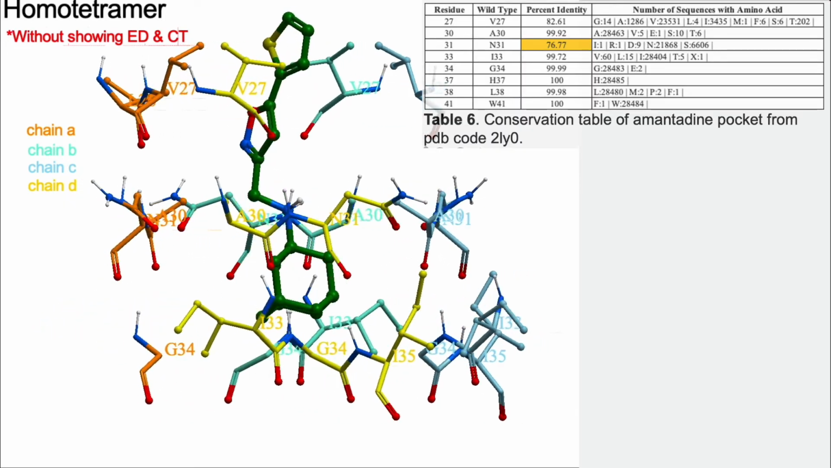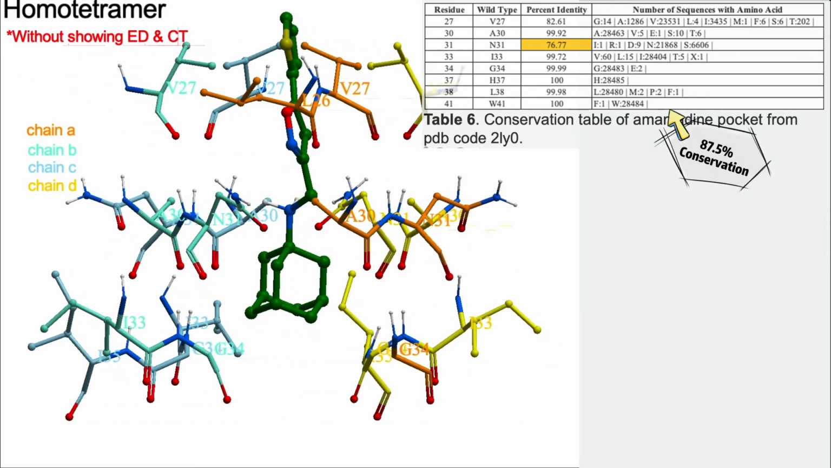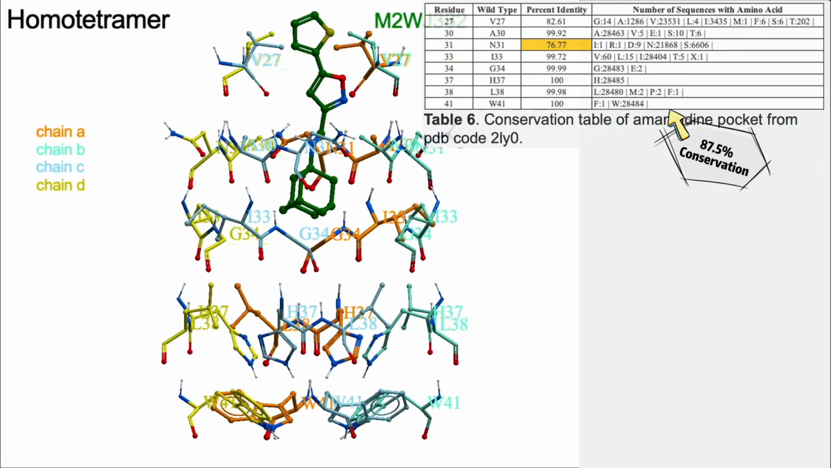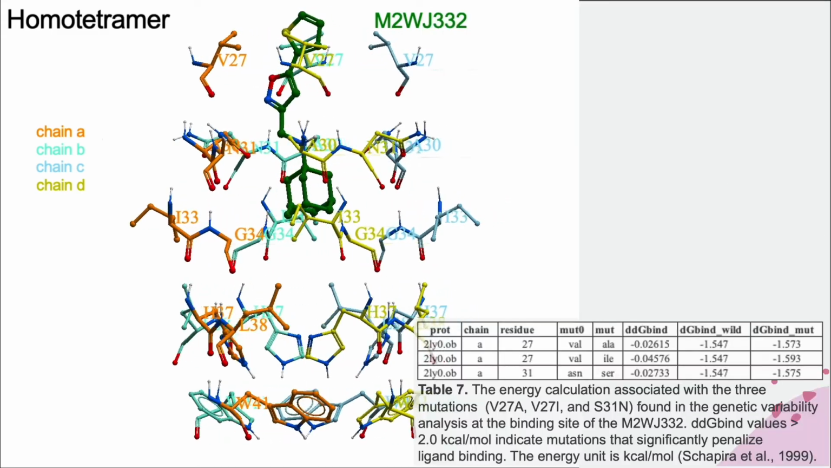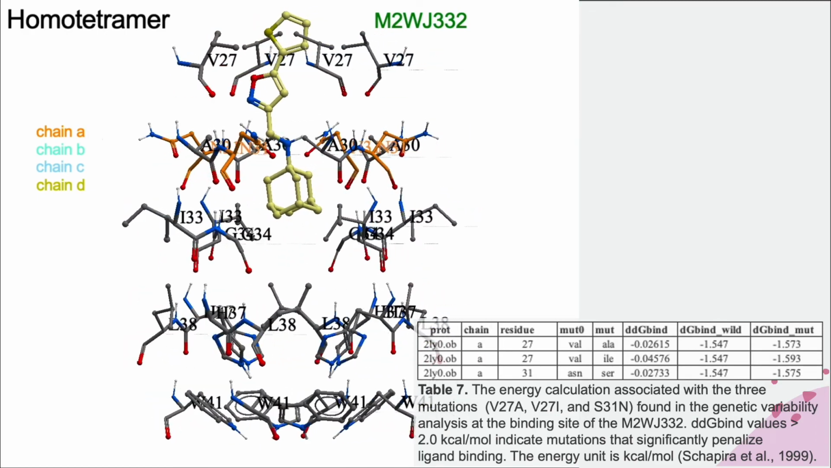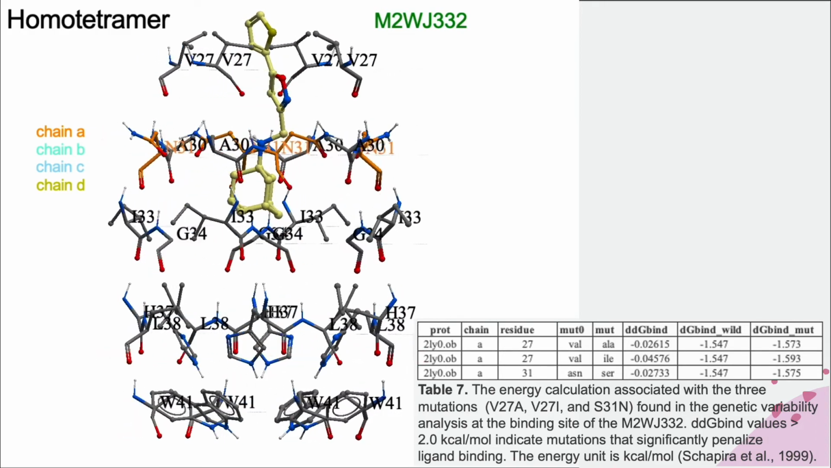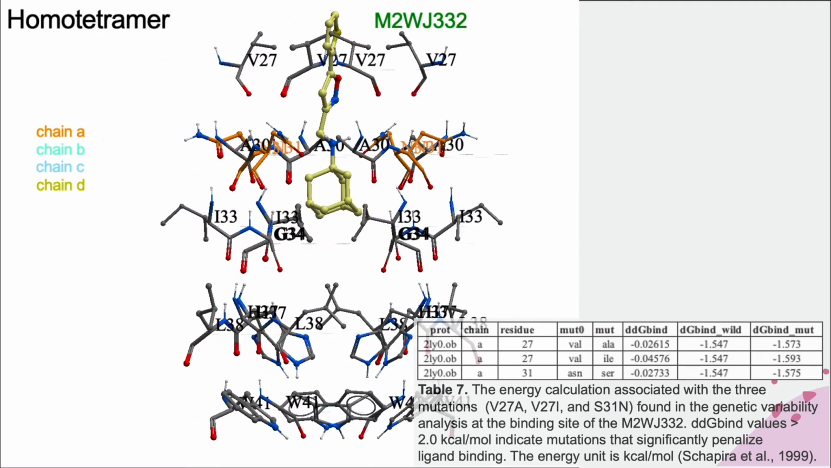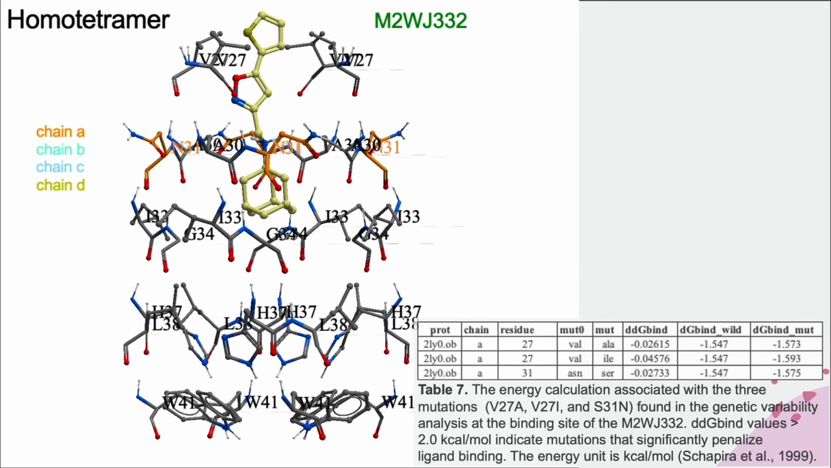A multiple sequence alignment indicates 94.9% identity and 87.5% sequence conservation among the 8 residues lining the binding site of the drug M2WJ332. And in Table 7, the energy calculations associated with drug-resistant mutations at the binding site of M2WJ332 are not significant, indicating that there is no effect on inhibitor binding, which may be explained by the tolerance to substitution in the structure-activity relationship.